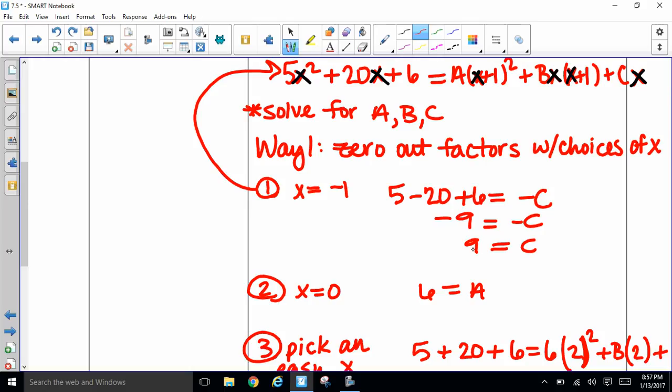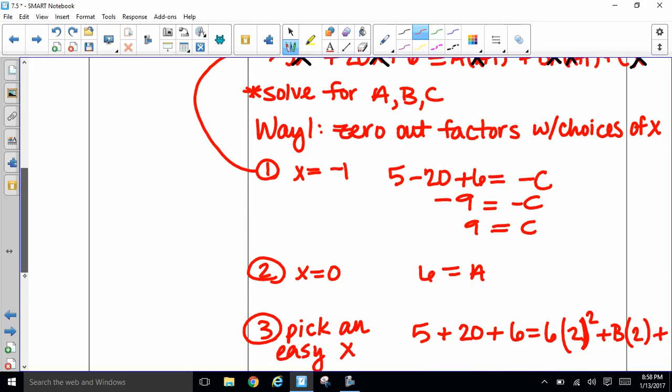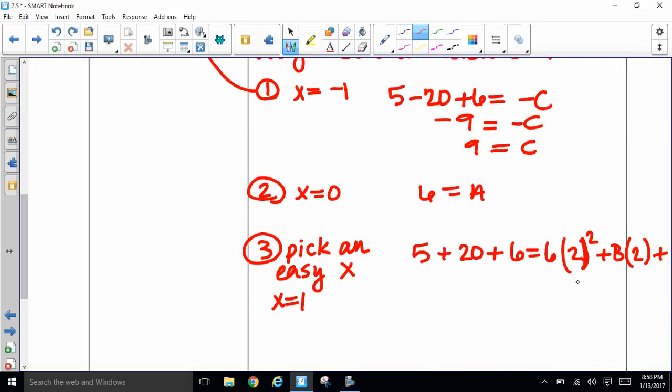Plus my c value is 9, and then my x that I picked was 1. So plus 9 times 1. Okay, so I have 31 on my left side, and then I have 4 and 6, 24, plus 9, 33, plus 2b. And then I can solve. So I should get negative 1 for b.